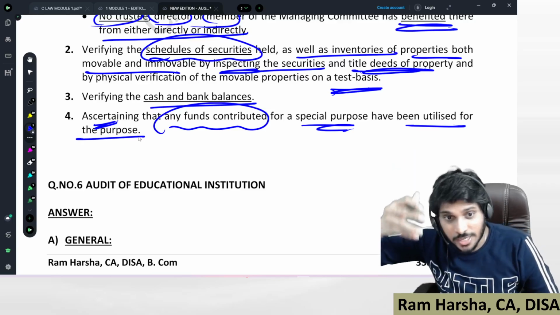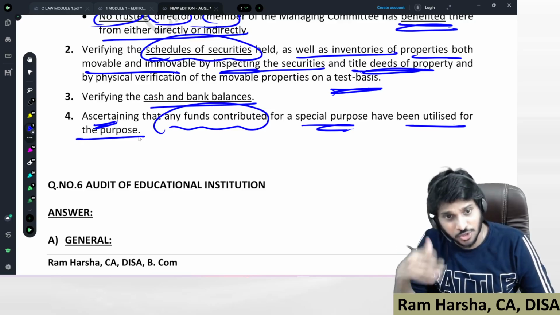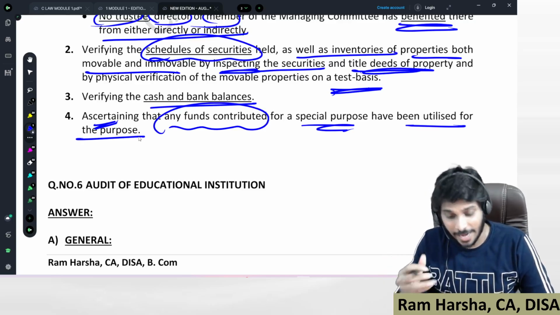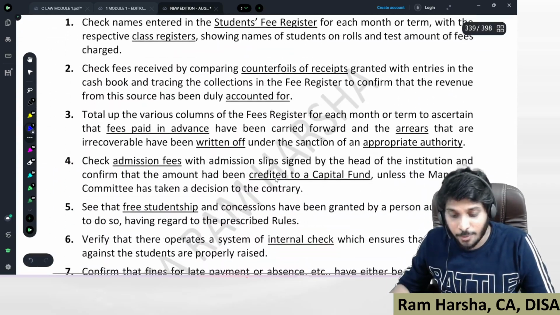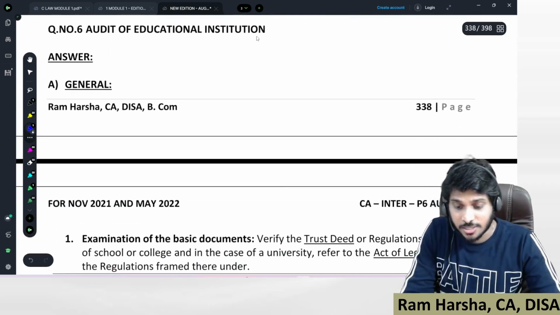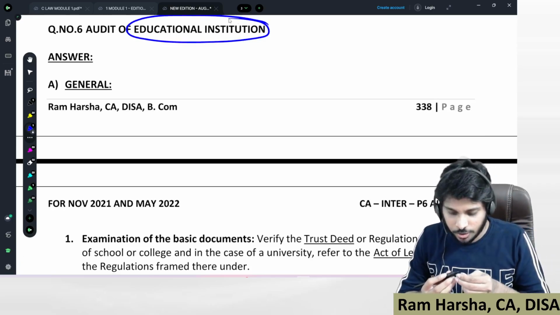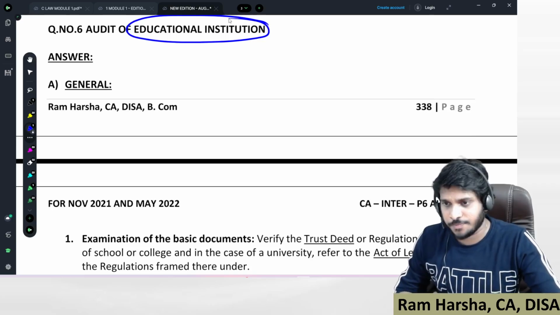Once we understand NGO and charitable institution thoroughly, the question is very simple, you see. Most of the points are repetitive in nature. And even in education institutes, many points will be repetitive. So now, without any delay, let's discuss audit of education institutes.